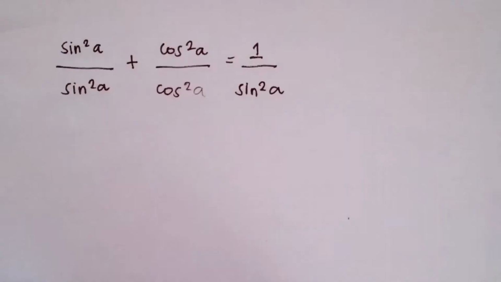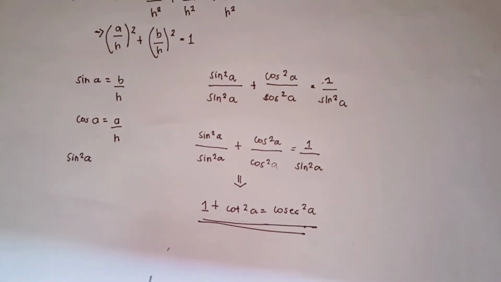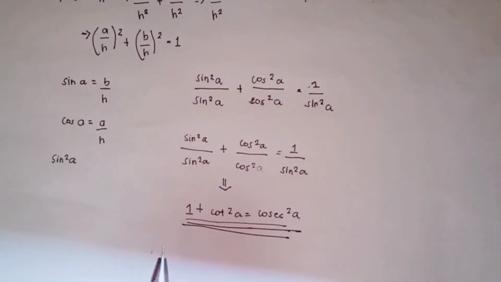So we have sine squared alpha over sine squared alpha, which is 1, plus cosine squared alpha over sine squared alpha, and cosine over sine, remember, is cotangent, so 1 plus cotangent squared alpha is equal to cosecant squared alpha, remembering that 1 over sine is cosecant. And this is our first derived formula.